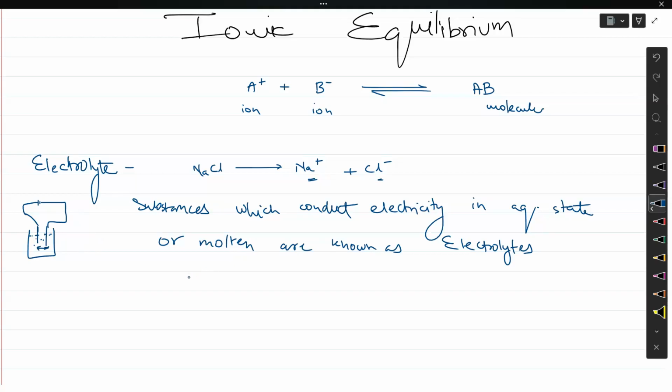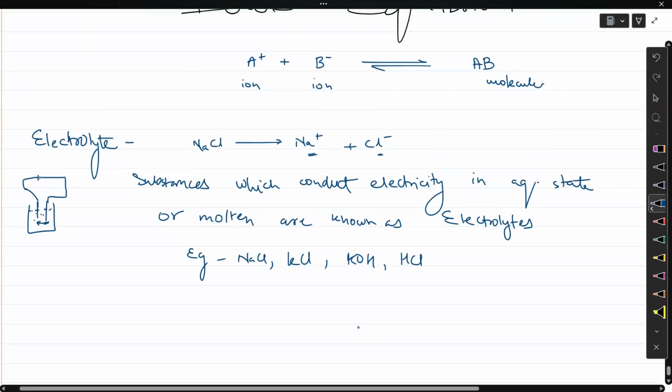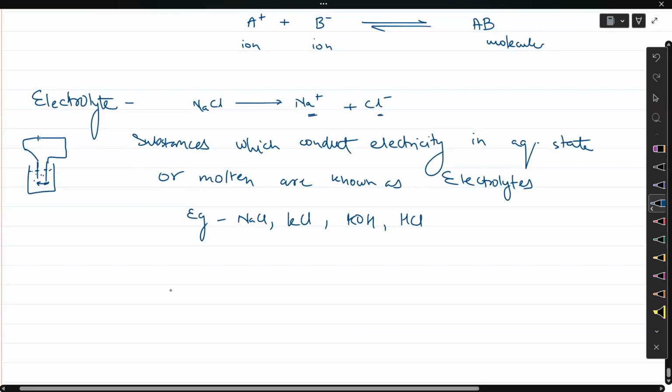There are other examples as well, like NaCl. It can be KCl also. Okay, it can be KOH also. It can be HCl also, and H plus Cl minus, K plus OH minus, K plus Cl minus. Likewise. बात समझ में आई? Yes, sir. हाँ, तो नोट करिए, हम आगे आपको कुछ कुछ बताऊंगा.